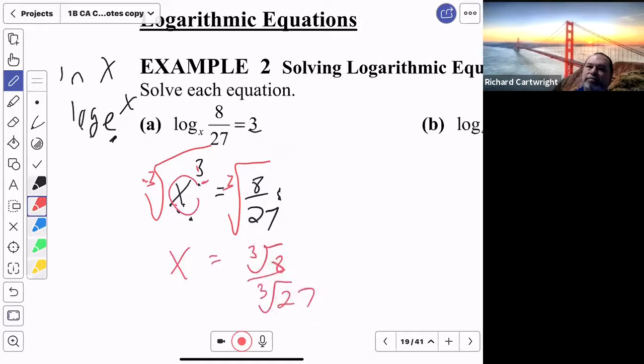You should know: what times what times what is 8? 2. What times what times what is 27? 3 times 3 is 9. 9 times 3 is 27. So 2/3. That's why we got a fraction. A fraction to a power could give me a fraction. Yeah, that makes sense now.